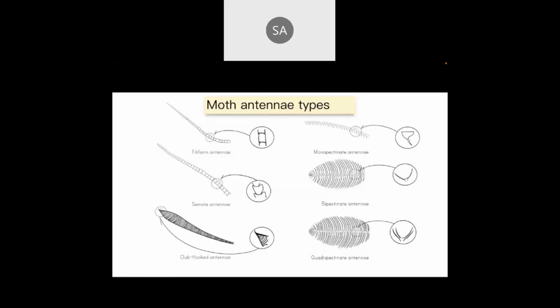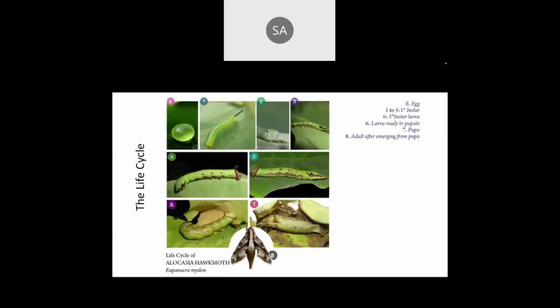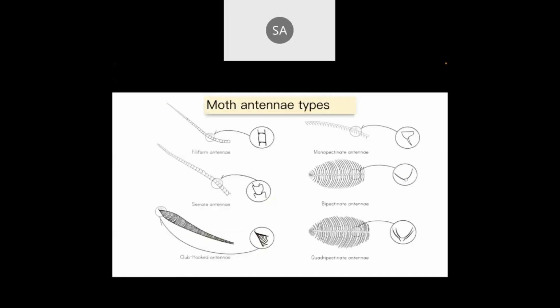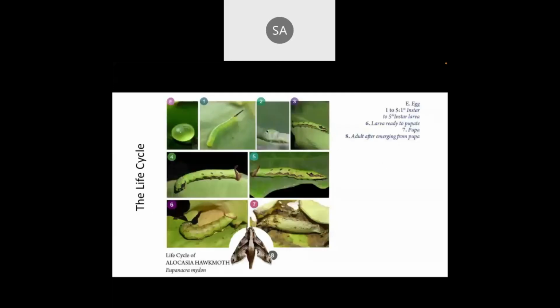So let's come towards the life cycle. The life cycle is an interesting component in the life history. Watching the metamorphosis, which means transformation through the different life stages of moths and butterflies, is a very interesting and exciting experience. The life cycle consists of four stages: egg, larva, pupa, and adult. We can see different stages of the larva.